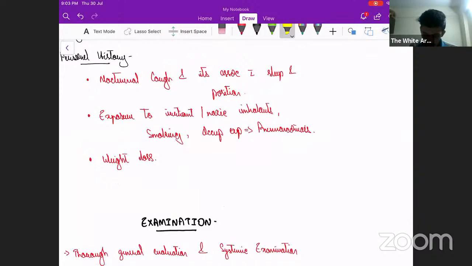Personal history: if it is nocturnal cough, sleep will be disturbed. Or if there is positional variation, again, sleep will be disturbed. Exposure and weight loss. So these are the things that are important.